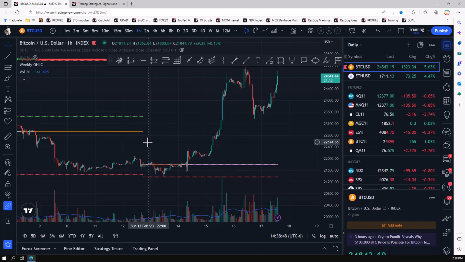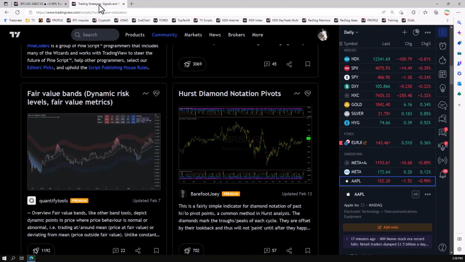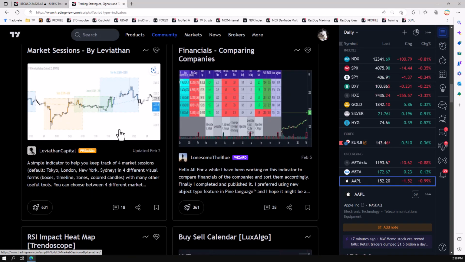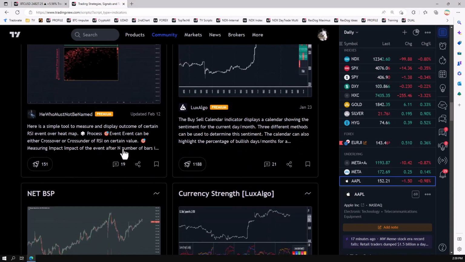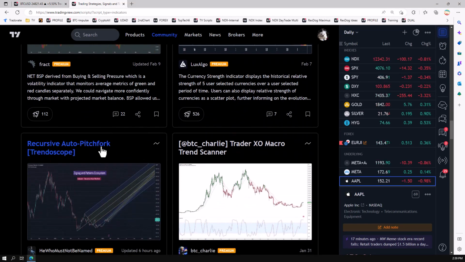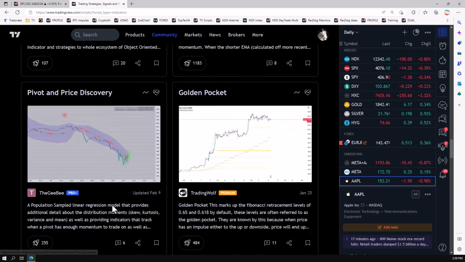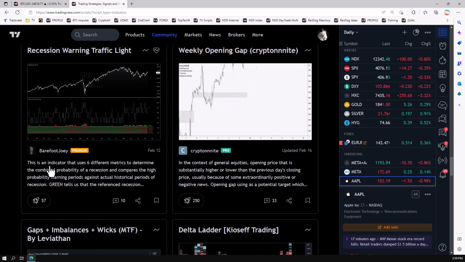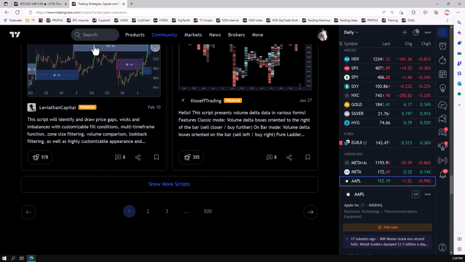There's a lot of power in indicators, but this is an on-chart indicator. Now, in TradingView, like I shared, we can go through here and you can see a lot of the indicators that people have created. They've named them, they've shown you what they're about. You can get an idea. Usually they show how you would use them.